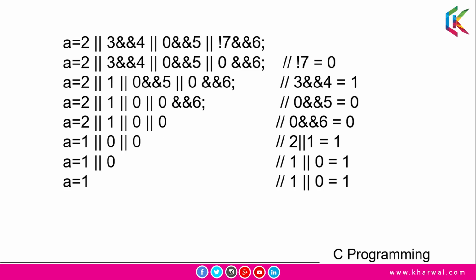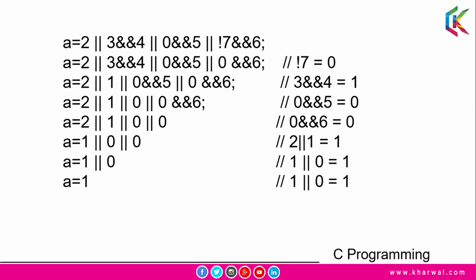Now we got the equation like this. So 2 logical OR 1 logical OR 0 logical OR 0. Now 2 logical OR 1 will give you 1, and the equation will be 1 logical OR 0 logical OR 0. Now this expression will be solved, so it will give you 1 and the equation will be 1 logical OR 0. Now this will give you 1, so the output will be 1, or we can say that the value of A will be 1. I hope it is clear to you.